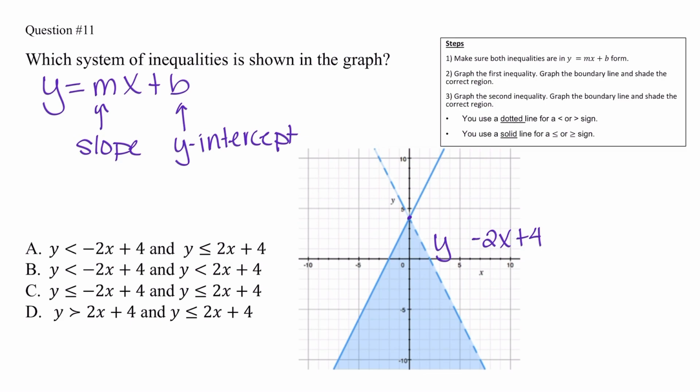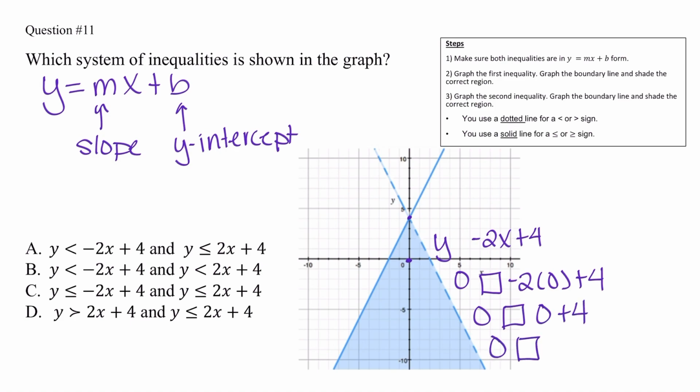Now we need to figure out the inequality sign. It does shade the region that includes 0, 0. If I plug 0, 0 into this inequality, it's going to be 0 and then something, because I haven't figured out my inequality sign, negative 2 times 0 plus 4. So 0 and then something, 0 plus 4. So 0 is related how to 4? One clue I have here is it's a dotted line, so that means I'm going to have a less than sign or a greater than sign. So 0 is less than 4, which means this inequality needs to be y is less than negative 2x plus 4.